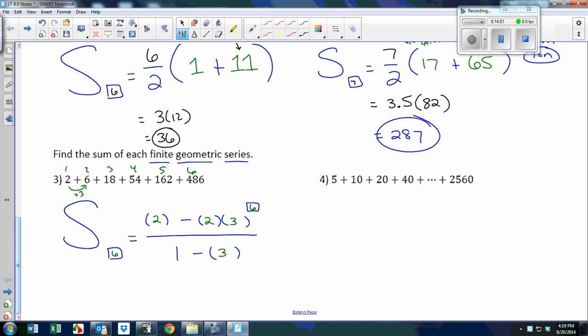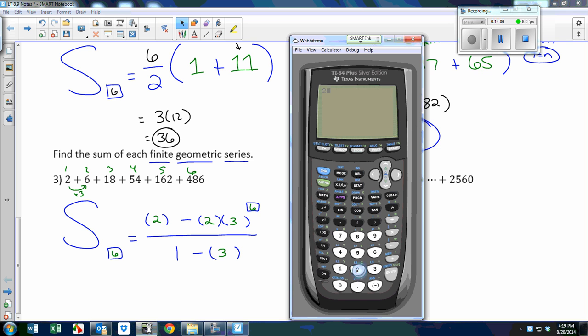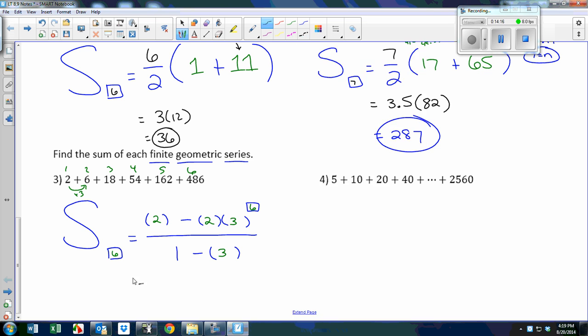And then beware of the calculator when you type that in. 2 minus 2, parentheses 3, exponent 6, enter. Divided by mental math, 1 minus 3 is negative 2. So divided by negative 2, 728.